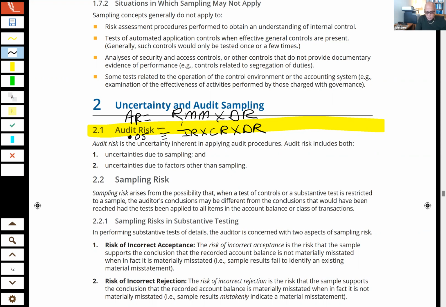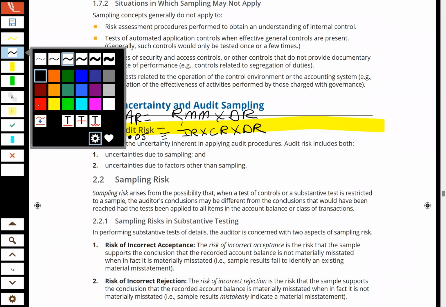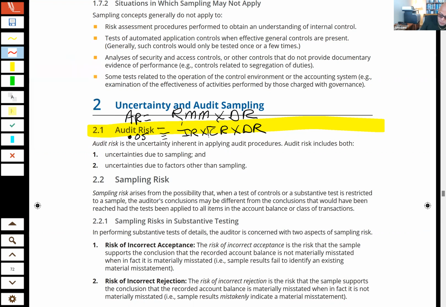Since some risks come from sampling, where do you think the sampling risk is going to hit most? Our detection risk. Well, it's going to hit detection risk, but it's also going to hit control risk, because as I just stated, with our attribute sampling, we are going to use sampling for assessing our controls. So when we look at sampling risk, uncertainties due to sampling.